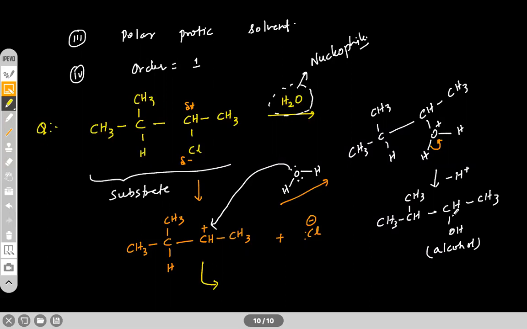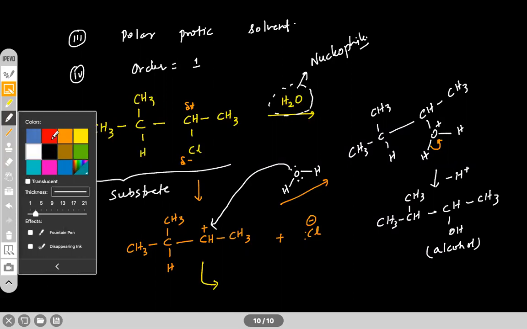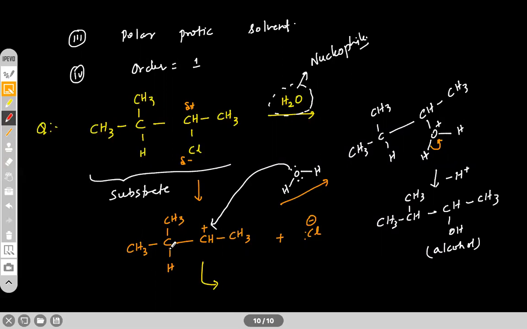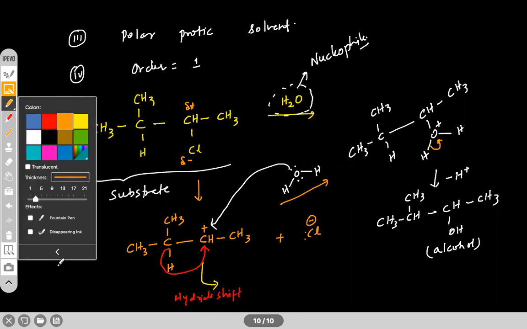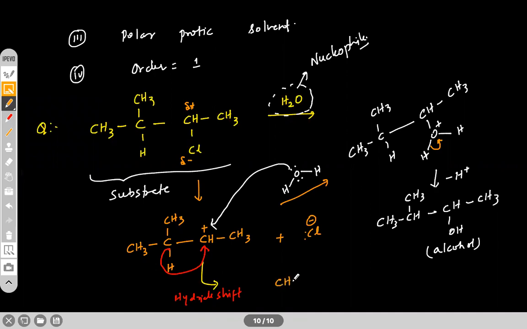So here the rearrangement takes place and gives the more stable carbocation, which is nothing but this. One of the hydrogens from this takes this electron pair and rearranges itself onto this carbon atom. This is a 1,2 hydride shift. It goes under hydride shift and forms CH3, CCH3, CH2, CH3, and the carbon which loses this hydride ion gets a positive charge.